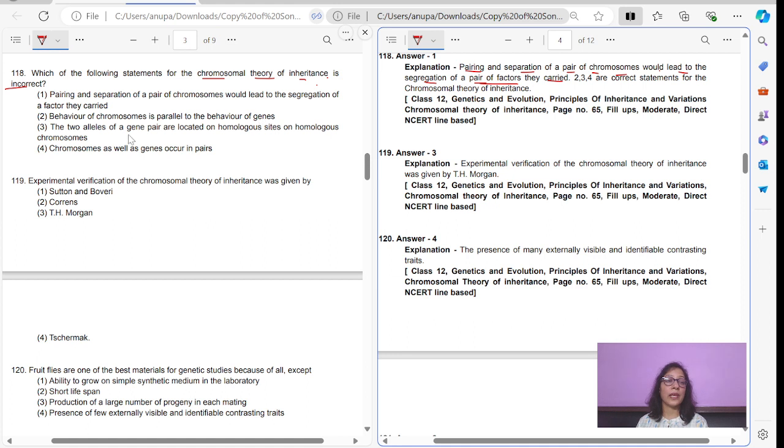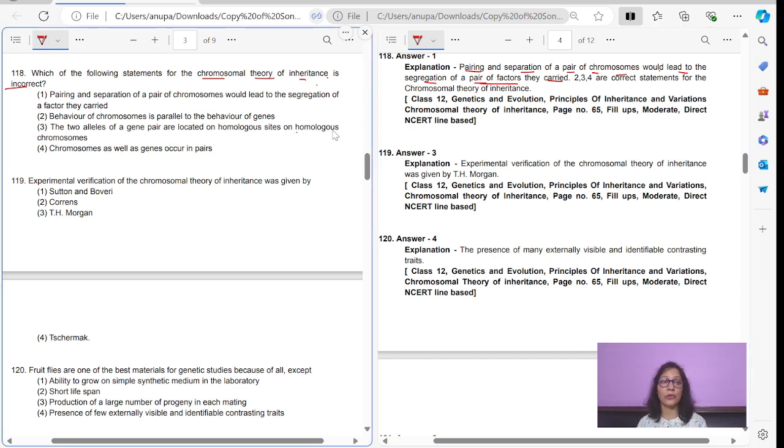And the behavior of chromosomes is also parallel to the behavior of genes. The two alleles of a gene pair are located on homologous sites on homologous chromosomes. Chromosomes as well as genes occur in pairs. That is, statement 2 is correct regarding the chromosomal theory of inheritance. Statement 3, that is the two alleles of a gene pair are located on homologous sites on homologous chromosomes, is also correct. And the fourth, that is chromosomes as well as genes occur in pairs, is also right.